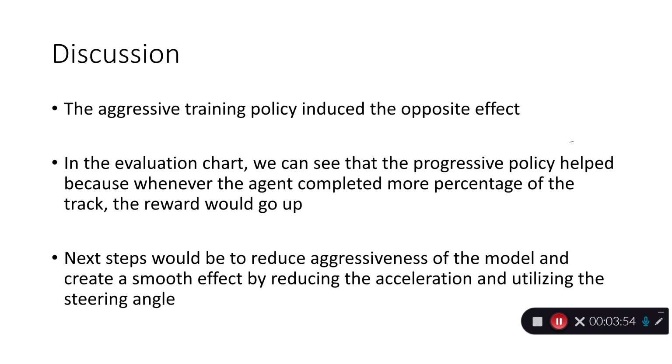Now, I believe the aggressive training policy is to blame for the negative results because it sort of introduced an opposite effect, where instead of doing the system good, it does bad on the system. And then, like we saw before, the progressive policy helped because the reward was being scaled based on the amount of track, or the percentage of track, that the agent had completed.